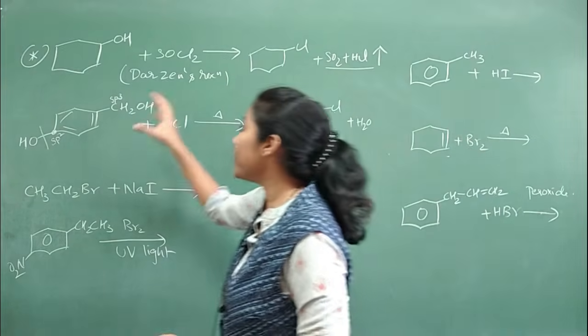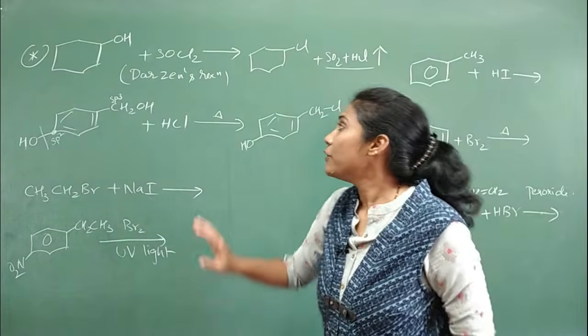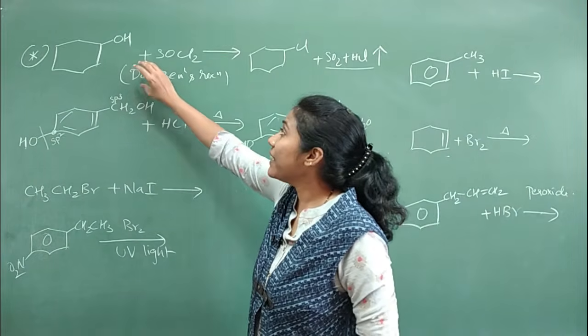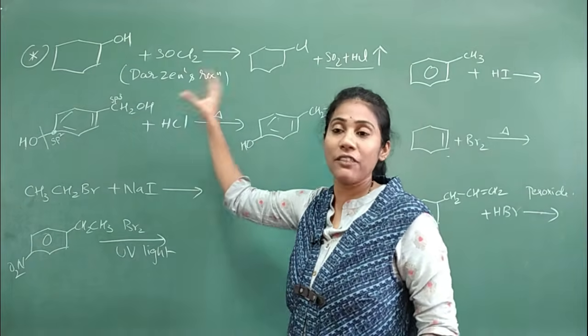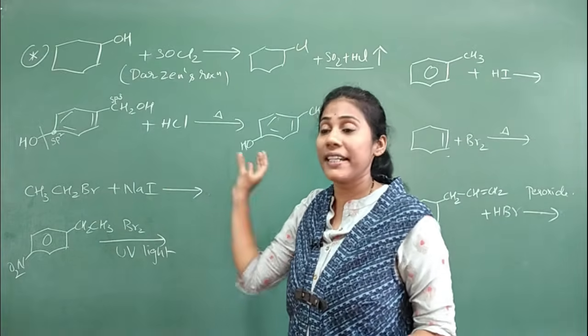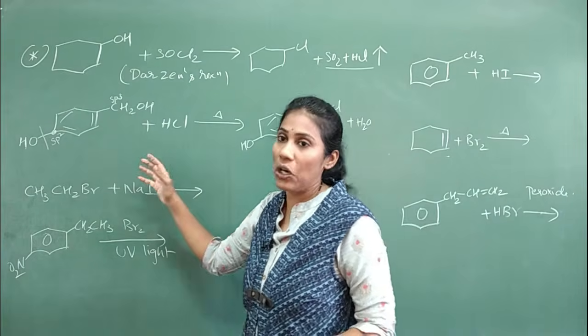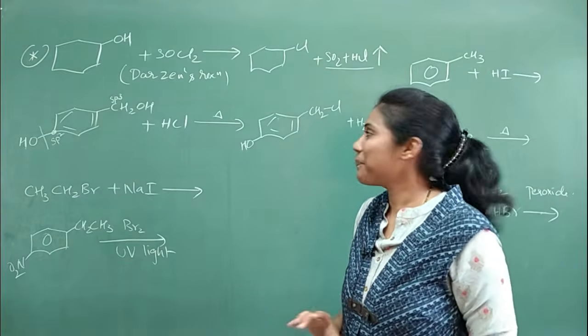So this is another way of preparing alkyl halides from alcohol, right? So you can either use thionyl chloride, PCl3, PCl5, or you can use HCl, HBr and HI with alcohol, to prepare different kinds of alkyl halides.